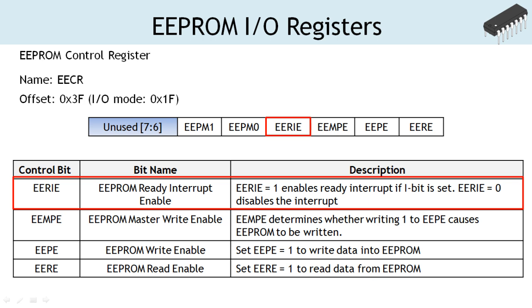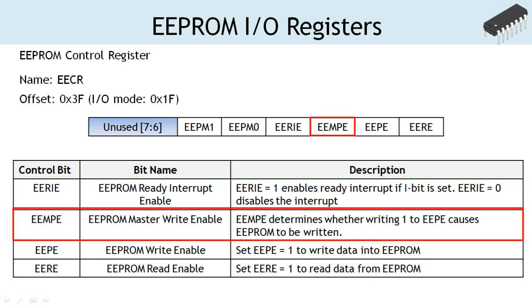Writing 1 to the EERIE bit enables the EEPROM ready interrupt if the I bit in the status register is set. Writing 0 to the EERIE bit disables the interrupt. The EEPROM ready interrupt is generated continuously when EEPE is cleared. This is an important consideration while designing the interrupt-based EEPROM driver.